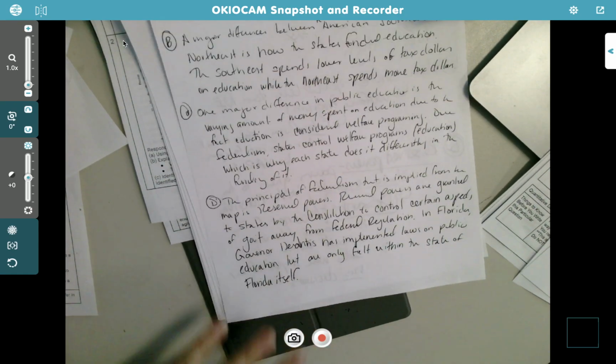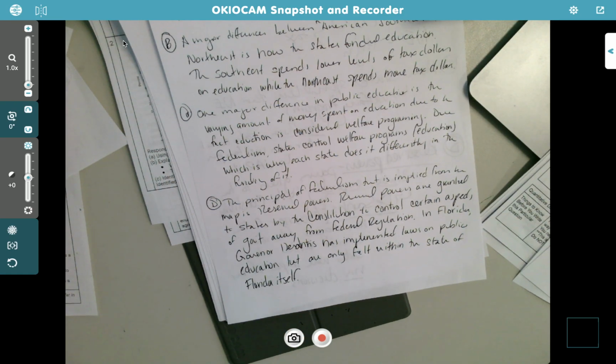Yes. Principle of federalism that is implied from the map is reserved powers. Reserved powers are granted to states by the Constitution to control certain aspects of government away from federal regulation. In Florida, Governor DeSantis has implemented laws on public education that are only felt within the state of Florida itself. Yay! All right, when it says explain, what do you have to do? Provide a specific example of a name, a place, a president, or something like that. They want something specific. If it's identify, you only need to use a vocab term.